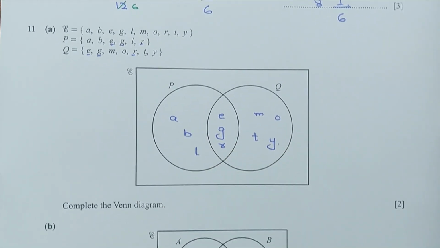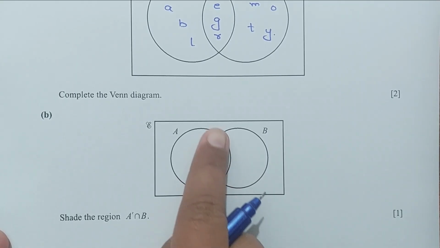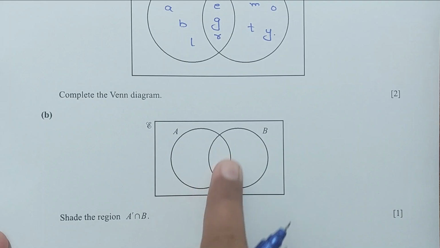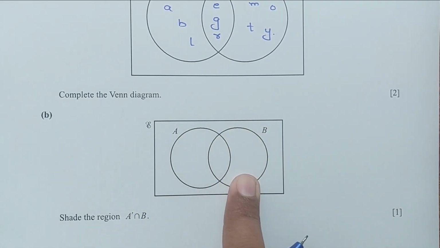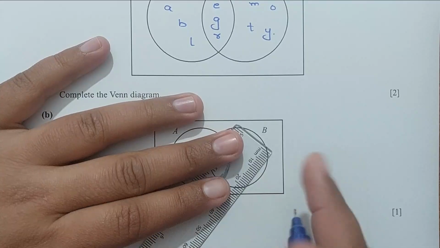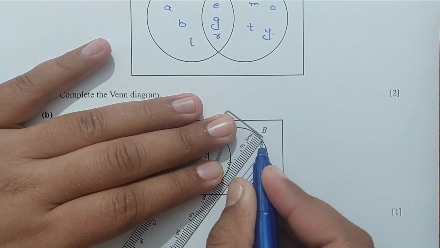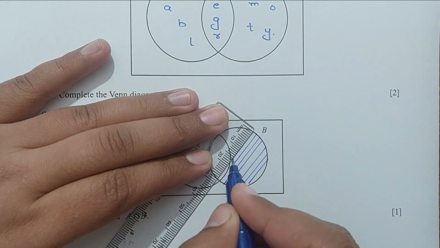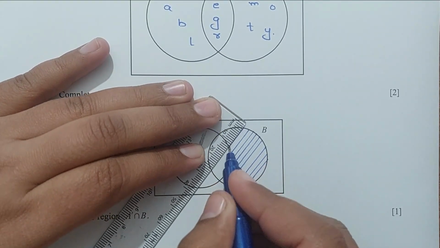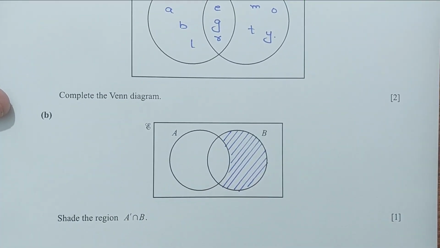Yes, everything is inside. Now for part B, shade the region A complement intersection with B. This is set A, and A complement is the region that is outside of A and its intersection with B. So only this portion is shaded. Not the intersection, because intersection involves the set A, and we are dealing with A complement, outside of A.